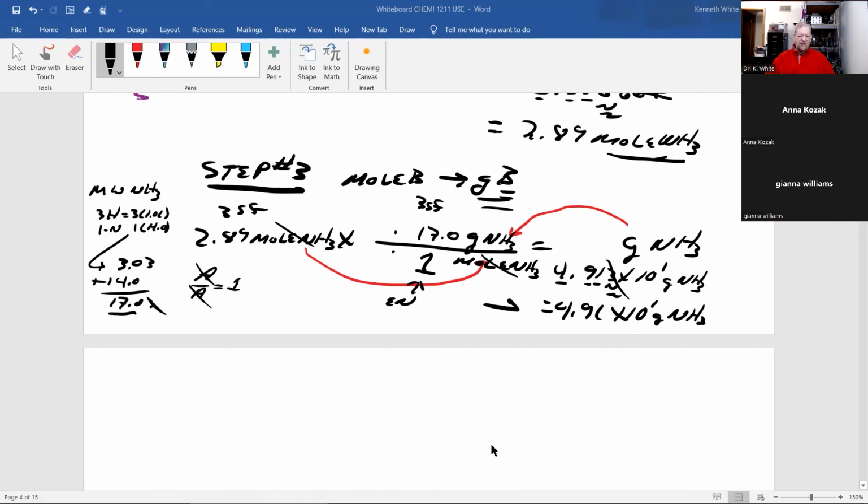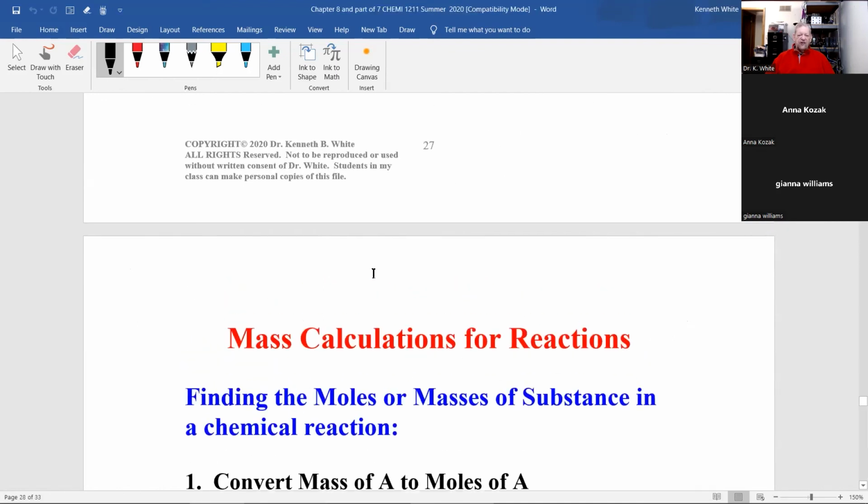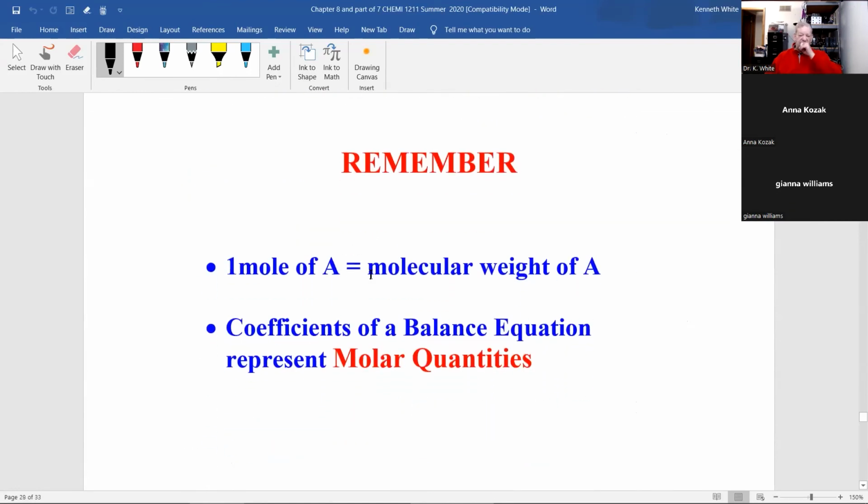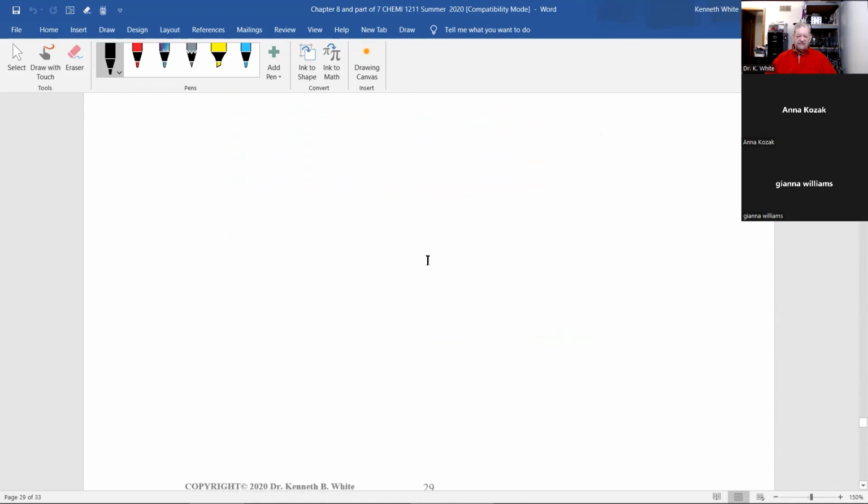And that's how you do it. So we just did this. We did our practice. And as I say here, which we went through, remember 1 mole of a compound equals the molecular weight of that compound. And the coefficient of a balanced equation represent molar quantities. And there are practice problems for this.